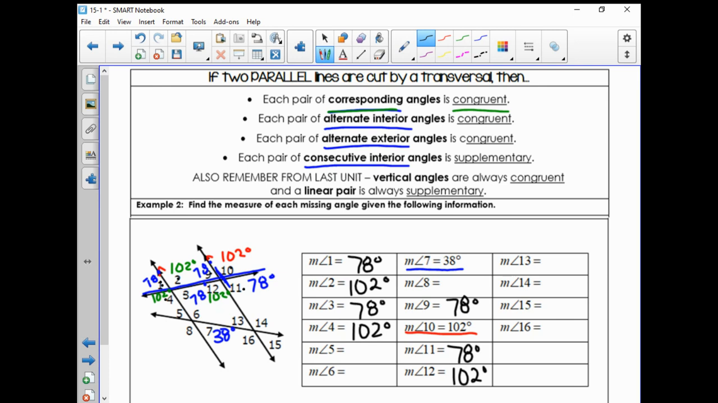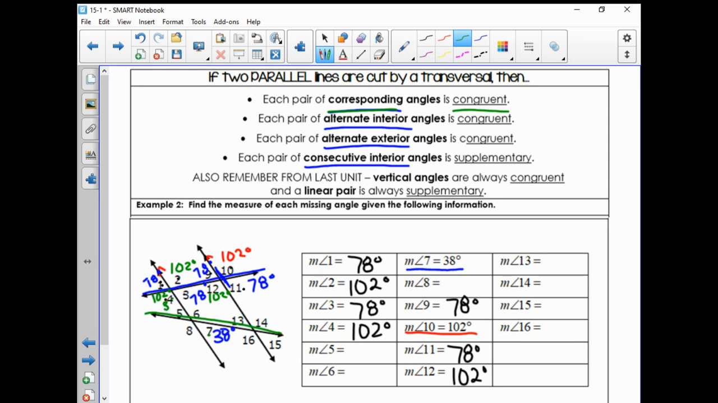All right, now let's look at our other transversal. Let's make this one green. So we got a nice little transversal right here. This time we're going to ignore all those numbers that we just did up in the top half. We're going to use our 38 down here, angle 7, to fill in the rest of the values.